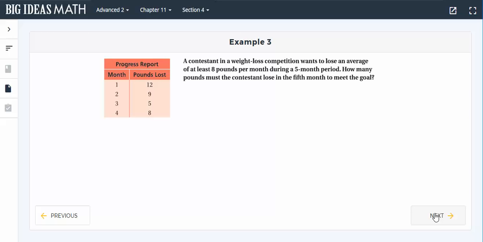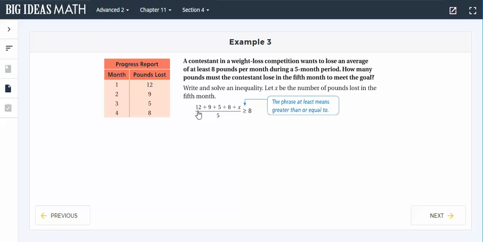My example 3 would be a word problem then. A contestant in a weight loss competition wants to lose an average of at least 8 pounds per month during a 5-month period. How many pounds must the contestant lose in the 5th month to meet the goal? So write and solve an inequality first, and we're going to let x be the number of pounds lost in the 5th month.